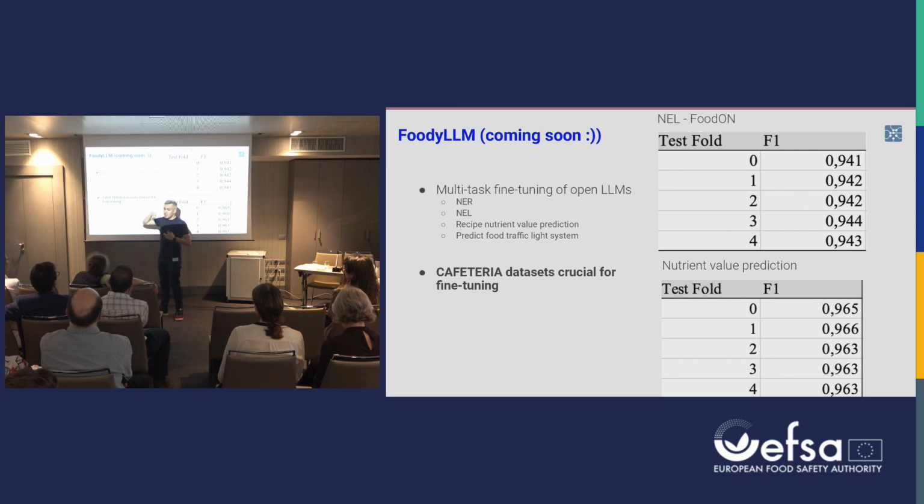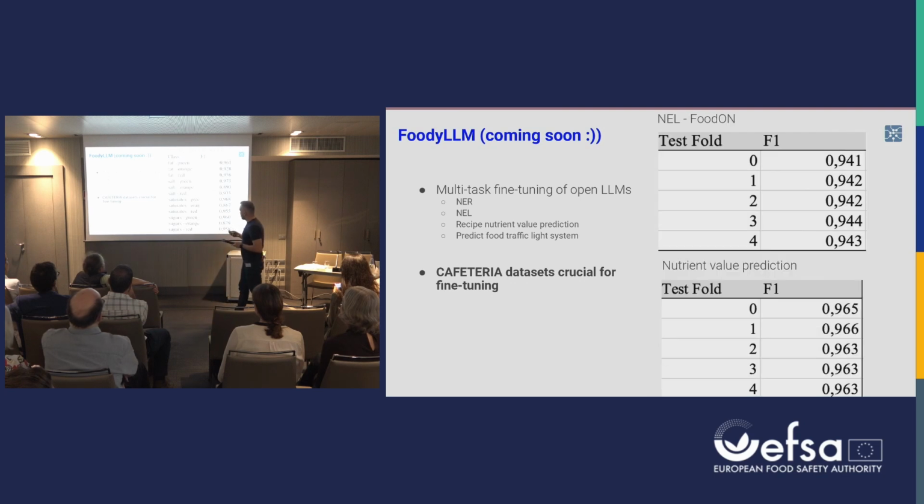We also ask, for example: I'm going to the fridge, I will mix these few ingredients with these quantities, what are the nutrient values for the macronutrients, and tell me whether this is healthy or not based on the food traffic light system. And for these two tasks, the datasets we use for training, CAFETERIA, actually play a crucial role. Without these datasets, we would still have zero accuracy in these semantics and ontologies.